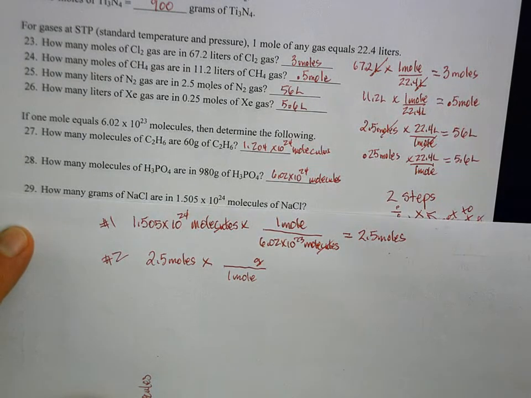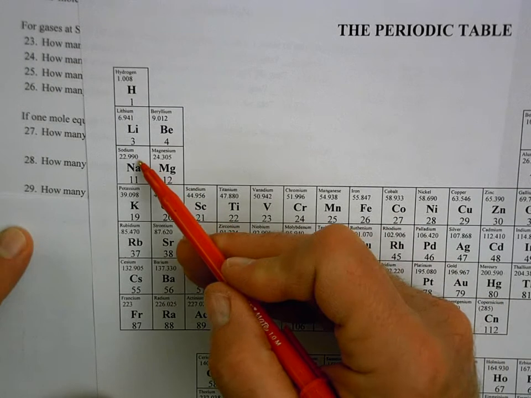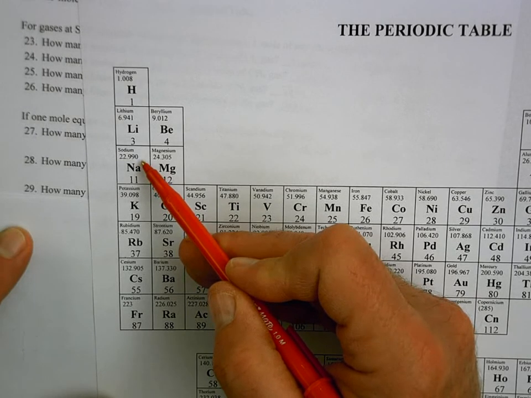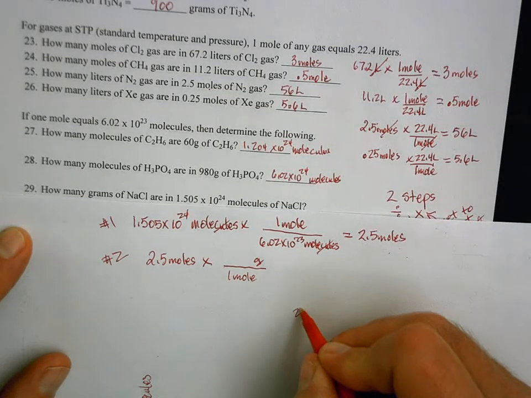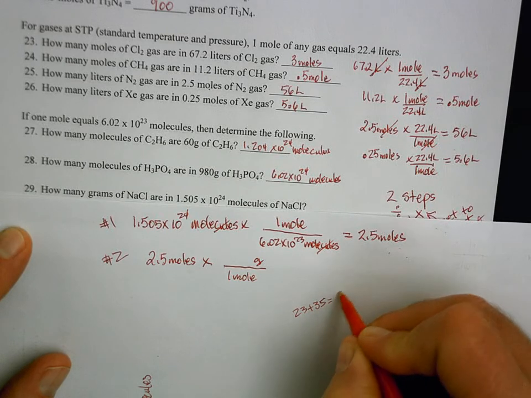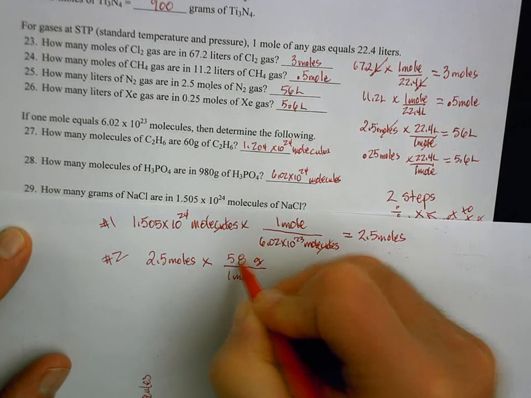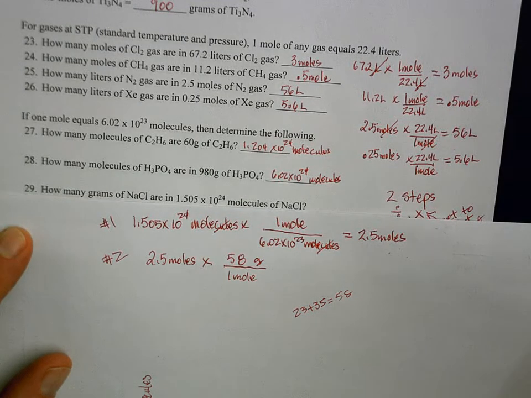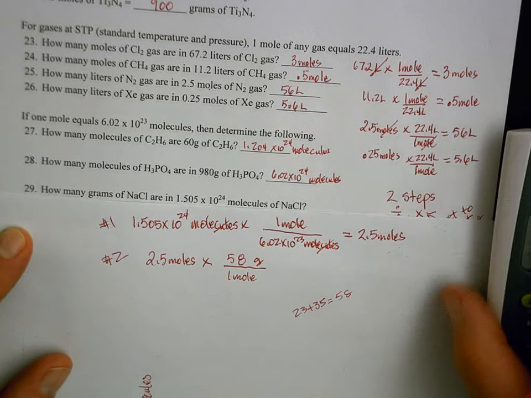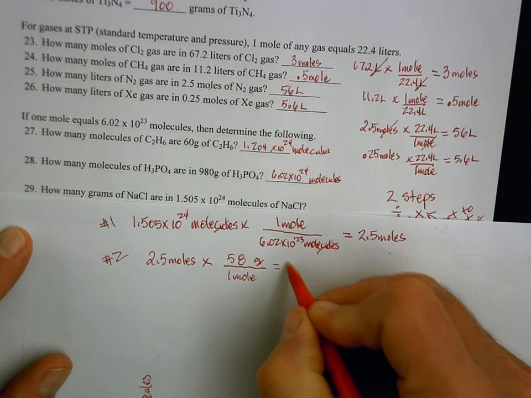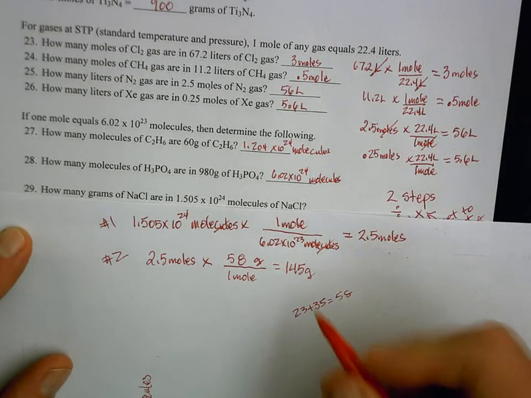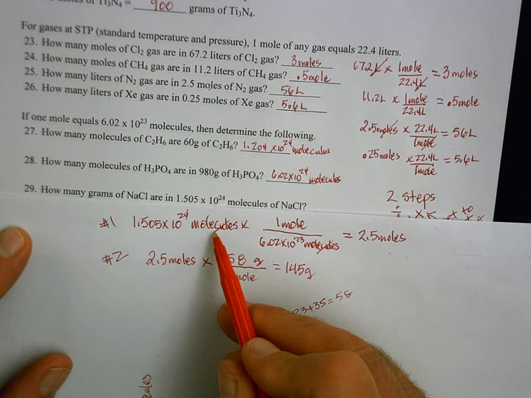So I can look at, again, my periodic table. Here's Na. I can call that 23. Cl, I could call that 35. So 23 plus 35, that's 58. So 58 grams per mole. And again, if you want more digits, more decimal places, that's fine. So 2.5 times the 58, and I get 145 grams. So two steps to start from molecules and end up in grams.